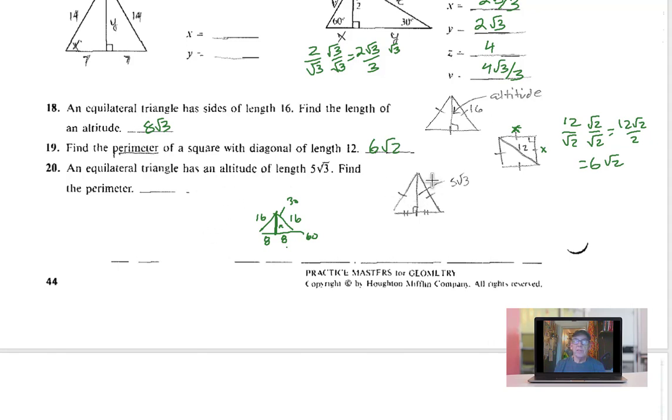Here we have one that has an altitude of 5 root 3. Find the perimeter. If the altitude is 5 root 3, that was root 3 times the short side, which makes that a 5. Because of the bisection of the altitude, that makes this a 5. This is a 10. It's equilateral. That means all these side lengths are 10. And we could check it. 5 times root 3 gives that. 5 times 2 does give us the 10. This has a perimeter of 30.